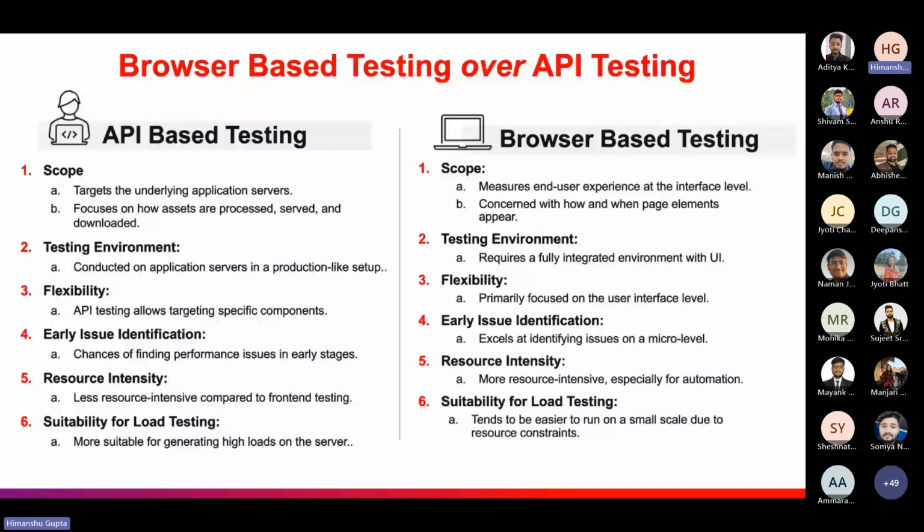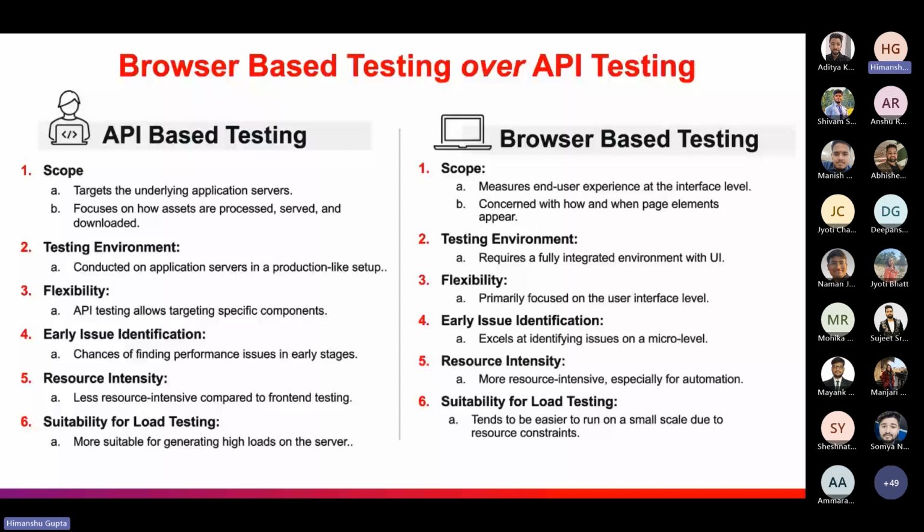Fourth is early issue identification. So on the API levels, there might be a chance that we will get some performance issues in the early stages, whereas in the browser-based testing, we will get bottlenecks at the early stages on a microservices level, like when we are performing any action on the UI, then it calls some APIs. Then we will see if the API calls are quick or not. So it depends on the response time of the APIs.